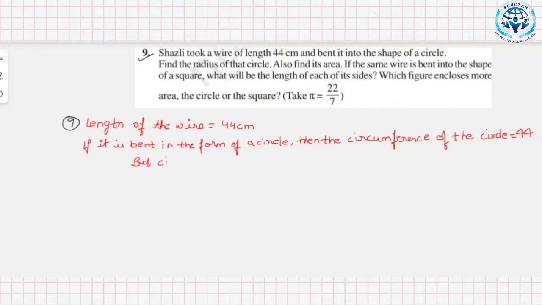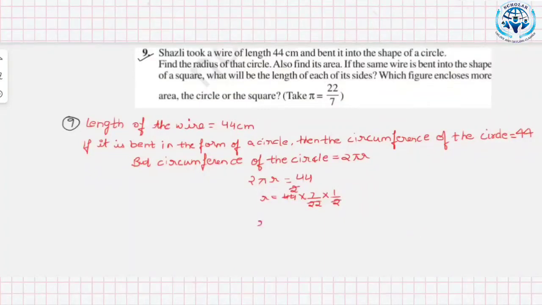Circumference of the circle is 2 pi r. So, 2 pi r is equal to 44. Therefore, we can find out the value of r by putting the value of pi, dividing 44 by 22, then cutting 2 and 2, we will get r is equal to 7 centimeter.